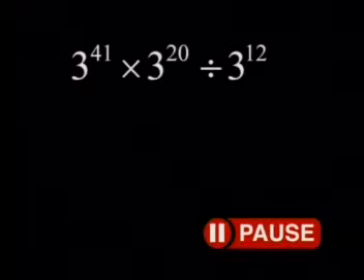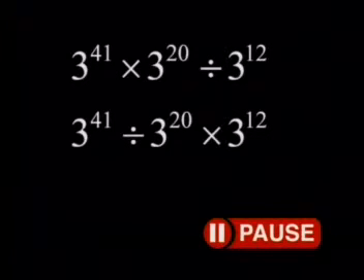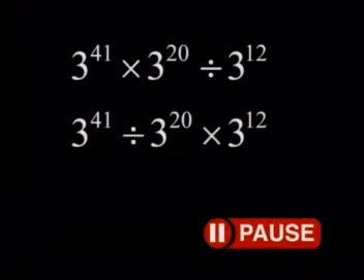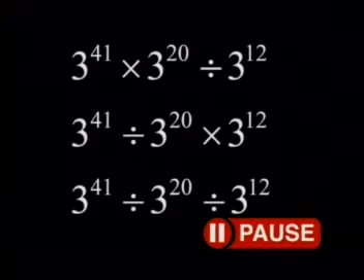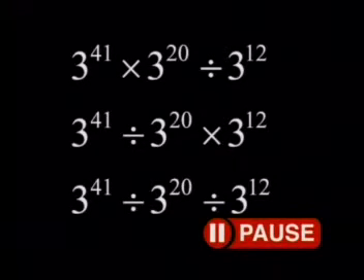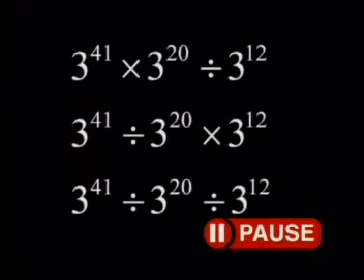Look at the difference between 3 to the power 41 times 3 to the power 20 divided by 3 to the power of 12, 3 to the power 41 divided by 3 to the power 20 multiplied by 3 to the power of 12, and 3 to the power 41 divided by 3 to the power 20 divided by 3 to the power 12. You can get quite confused if you do not think carefully about the order of operations here.